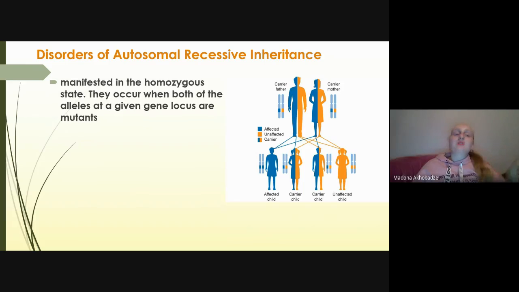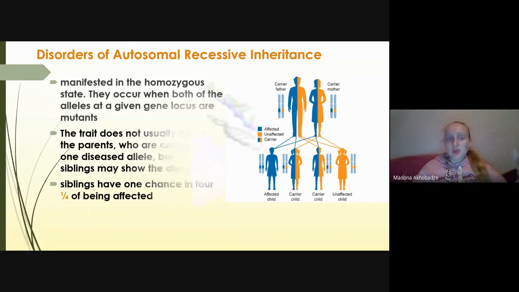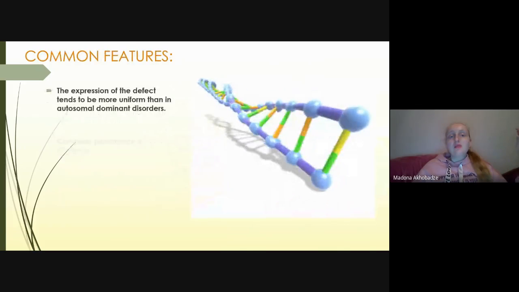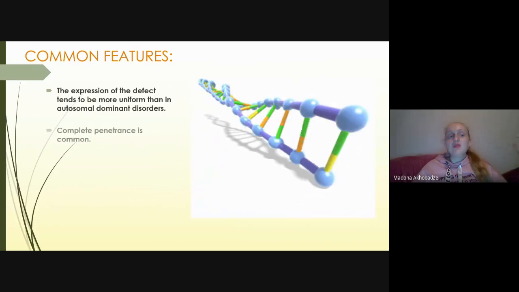Okay, the autosomal recessive disease is manifested in homozygous state, so it's never manifesting in heterozygous state. They occur when both of the alleles at the given gene locus are mutants, and the trait does not usually affect the parents who are the carriers of one diseased allele, but the multiple siblings may show the disease. Siblings have one chance out of 4 to be affected. Okay, 25%. The expression of the defect tends to be more uniform than in autosomal dominant disorders.